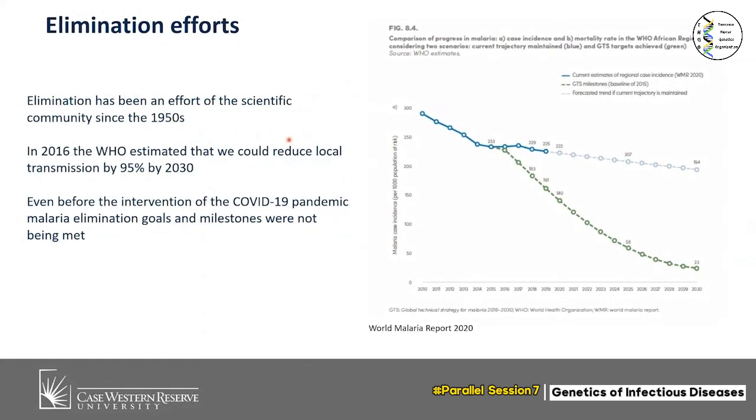One of the really big pillars of elimination currently happened in 2016 when the WHO estimated that we could reduce all local transmission by 95% by the year 2030, which is all the way over here in this graph, which I'm going to explain in just a second. In this 2016 assertion, they gave us quite a few milestones to hit so that we know we're actually on track, which brings us over here.